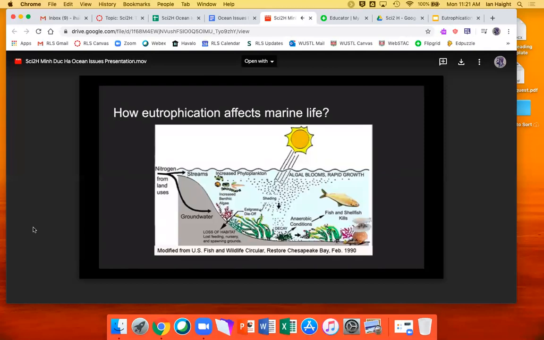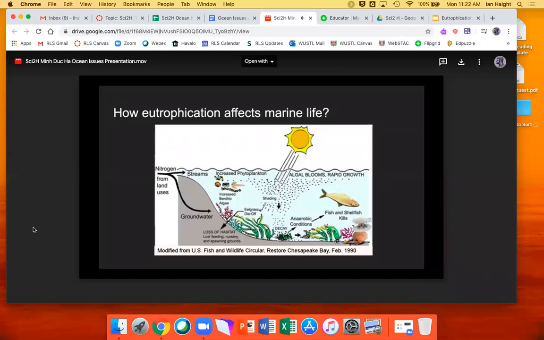This is a broad picture of how eutrophication affects the marine life. As fertilizers are added into the ocean water, it triggers the growth of algal bloom, which is a type of plant that covers the surface of the ocean. As these plants grow larger and faster, they block the sun, which causes plants that live at the bottom of the ocean to die due to the lack of energy for photosynthesis.